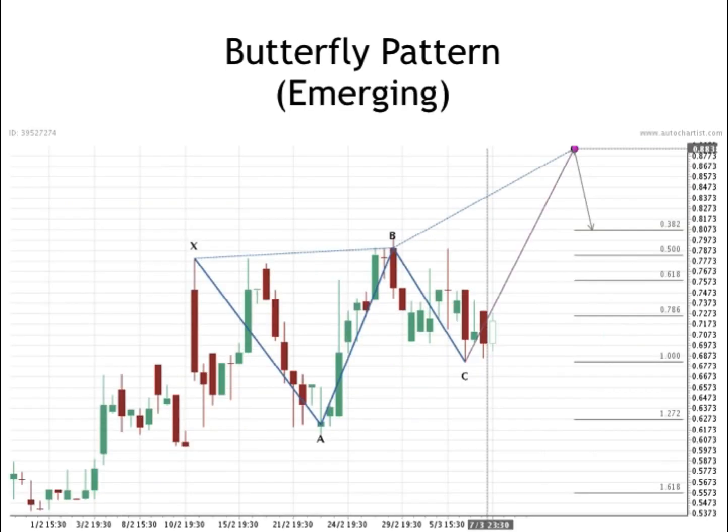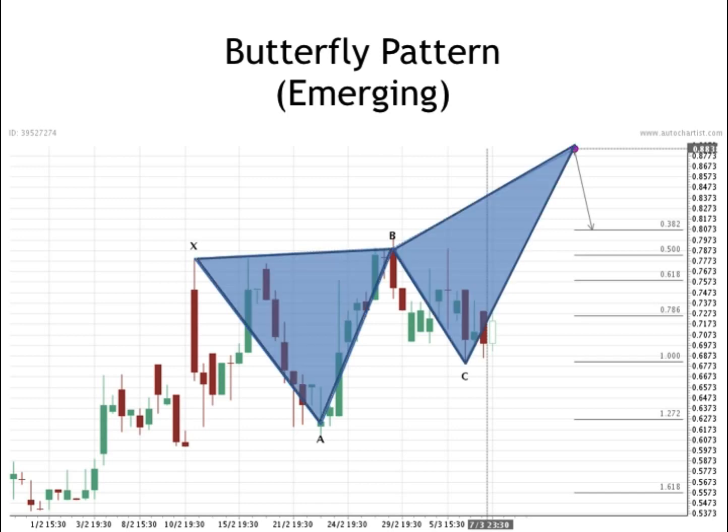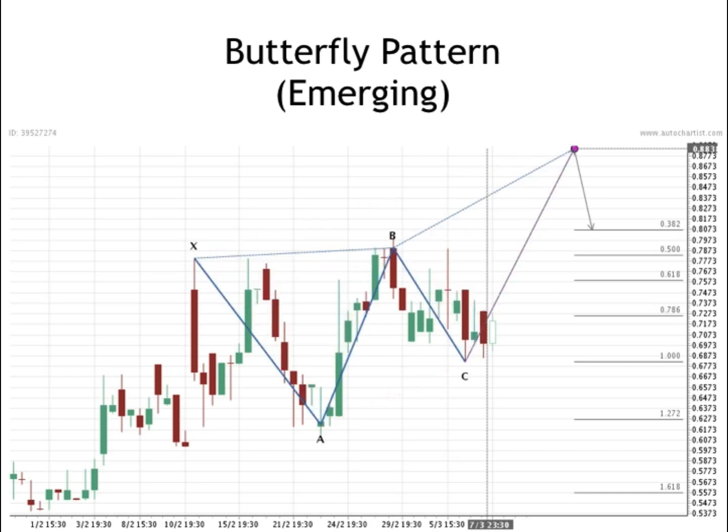The butterfly got its name because it looks like 2 connected triangles, the wings of a butterfly. It also contains an ABCD pattern, but the important ratios are XA/AD as well as AB/BC. It's worth mentioning that we have emerging Fibonacci patterns, just as we have emerging chart patterns. And there is a separate video in our education section that will elaborate more on this topic.